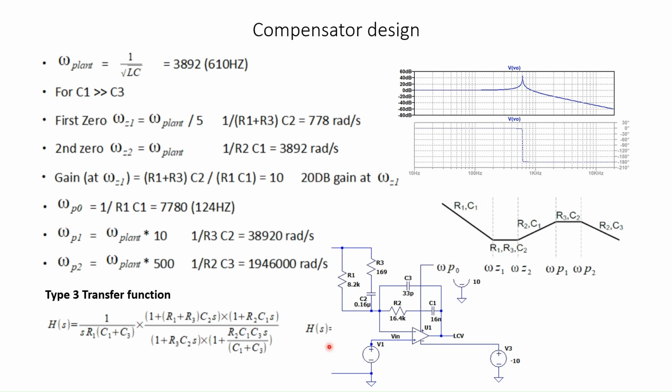Then omega p0, there are two poles here, one at 1 over R3C2, another at 1 over R2C3. These poles are kept far away from the resonant frequency, so they will be effective only after the frequency crosses 0 dB. So the frequency crosses 0 dB with a single pole, then the two more poles are added after crossing, and this makes the control system stable.